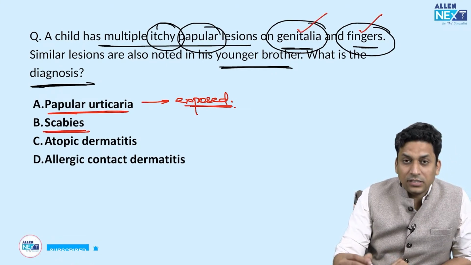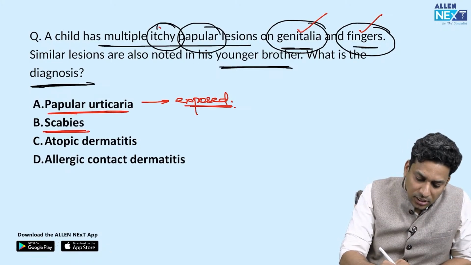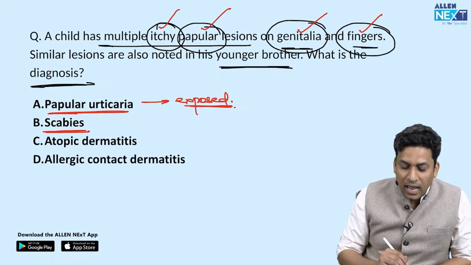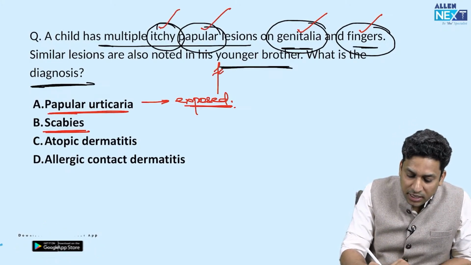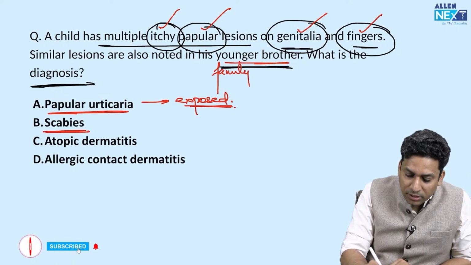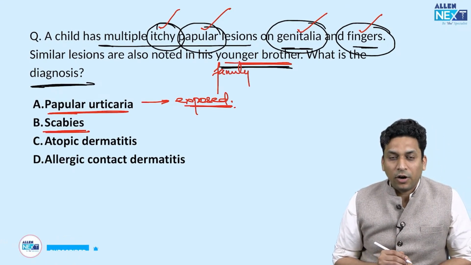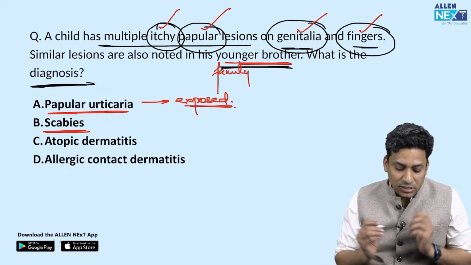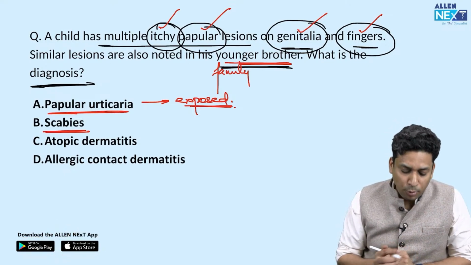It can occur over fingers, that is web spaces. The lesions are itchy. Lesions can be papular, and there is family history as well. So the younger brother is also infected or having the same condition. So this is one condition where all the clues are pointing towards.